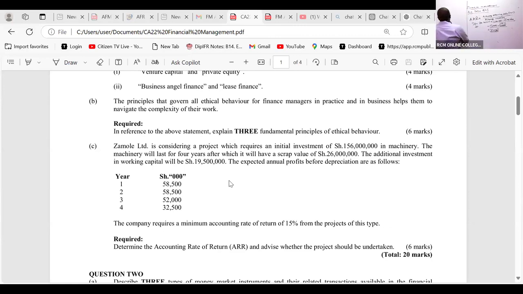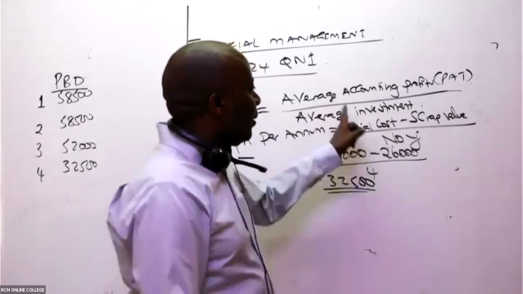58,500, another year 58,500, and then we have 52,000, and lastly we have 32,500. So remember, ladies and gentlemen, from the formula, they want us to give them this one here.